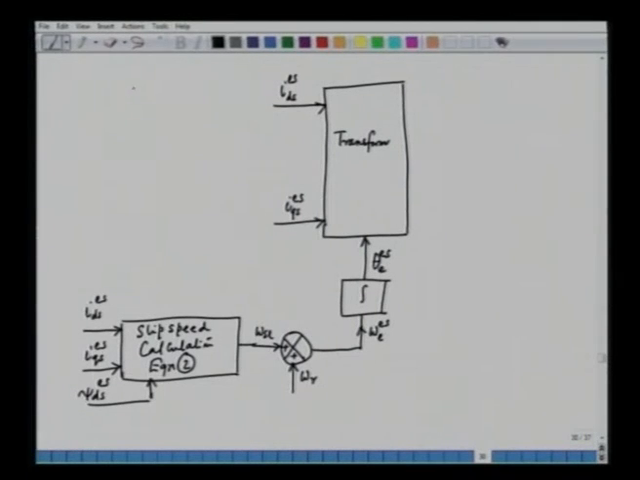And then we have here a decoupling network, as we did in the case of air gap flux oriented vector control. So, this is the decoupling network.